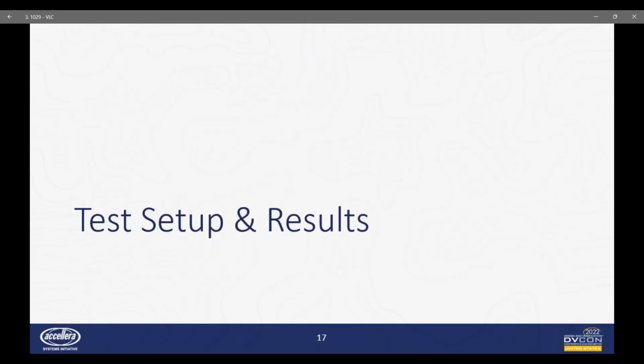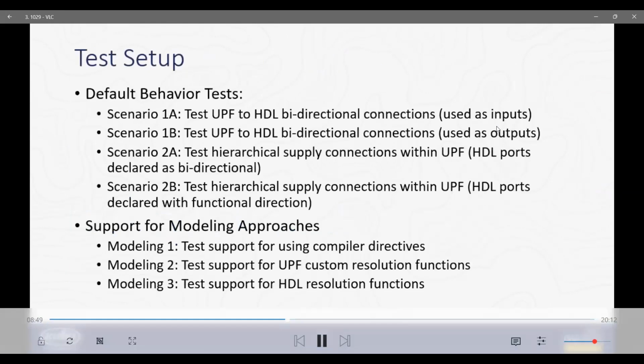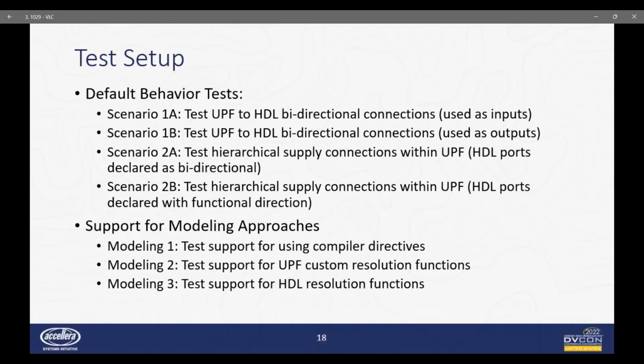Having described the key concepts, let's now turn our attention to the specific test cases evaluated. The first set of tests are for evaluating the default behavior each simulator has when dealing with scenario 1 and 2 discussed previously, with variations to test how bidirectional signals are evaluated when used functionally as inputs or outputs within the circuit under test. The second set of tests check each simulator for compatibility with the 3 methods for modeling resolution, a useful feature when bidirectional port behavior is problematic.